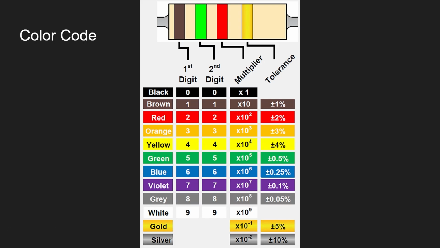And the tolerance, you are at most seeing gold and silver. You are not going to see the others. Green is also common to be used, but you don't have to remember it. Just remember that gold and silver is enough. Okay.